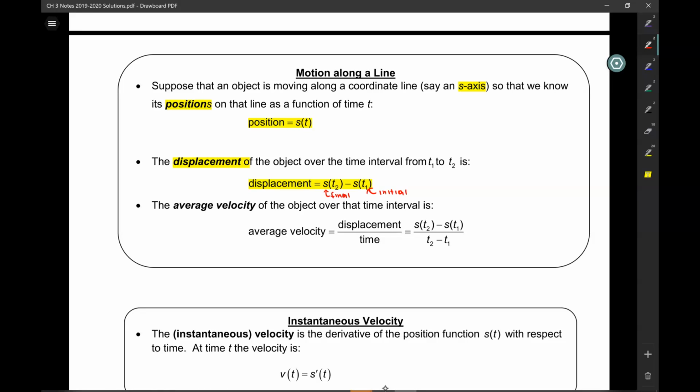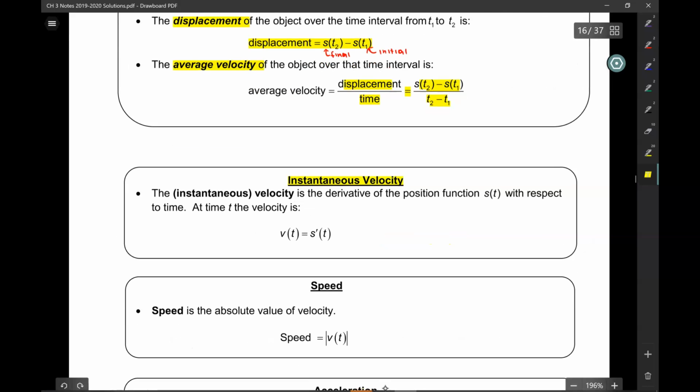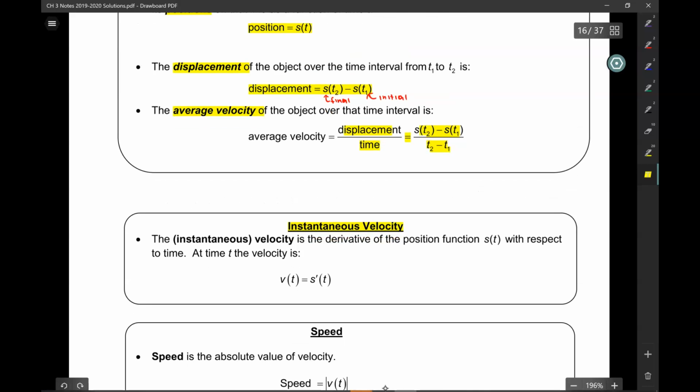Average velocity is displacement over time, which means final minus initial position over the difference in time. Okay? So, is there any calculus here? No, there's no calculus there. When we get to instantaneous velocity, that's where. So, average velocity: you take a road trip, 200 miles takes you 2 hours, right? You were driving really fast, 100 miles an hour, right?